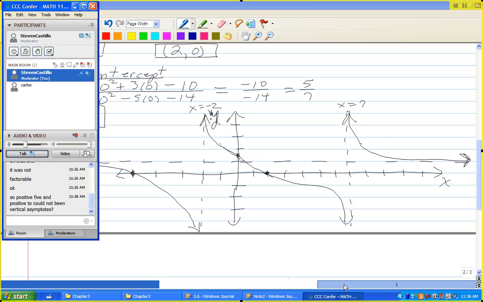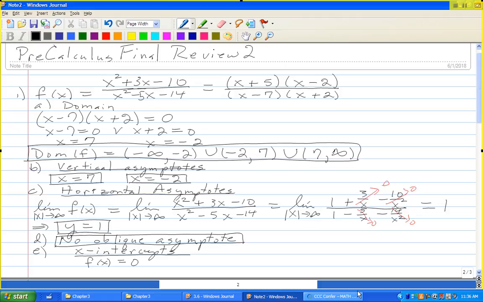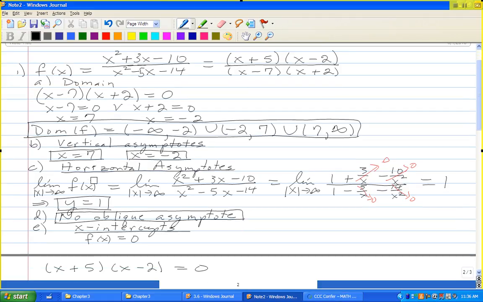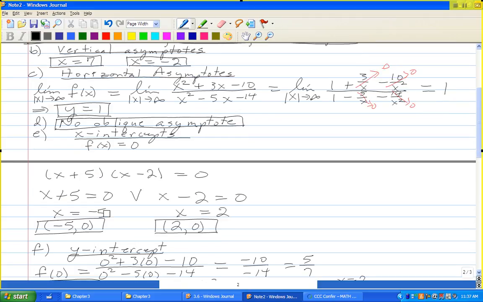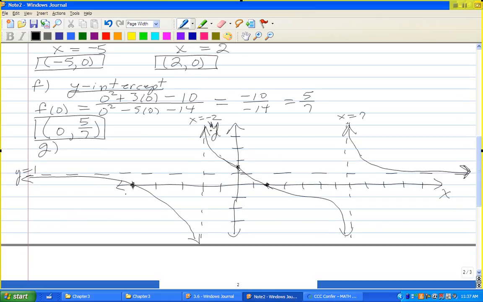So the vertical asymptote is, let me just check. Unless I wrote it wrong, the vertical asymptotes are 7 and negative 2. Negative 5 was an x-intercept. So the x-intercepts here were at negative 5 and at positive 2. These were the intercepts. And this 7 over 5 was your y-intercept. Okay?